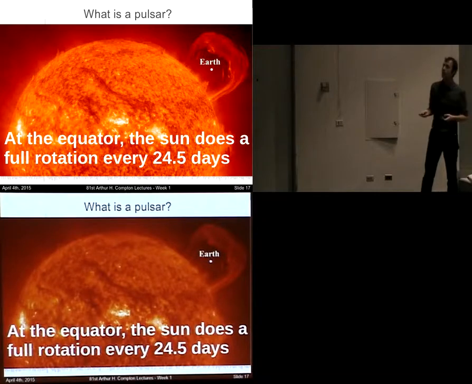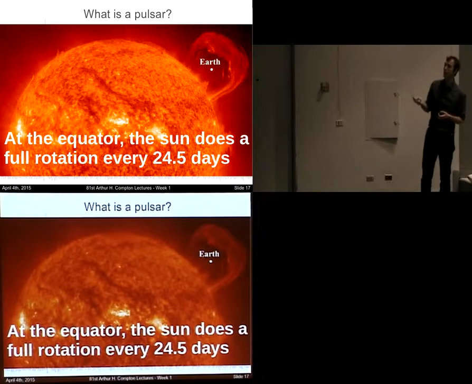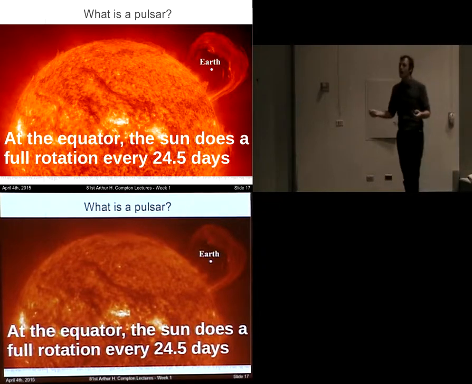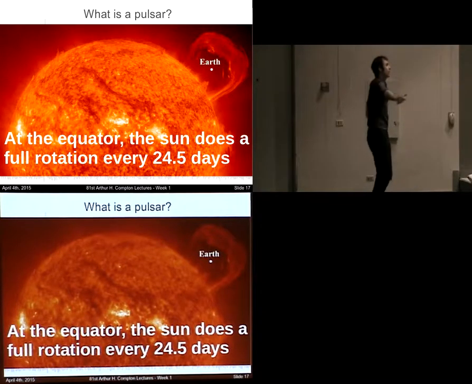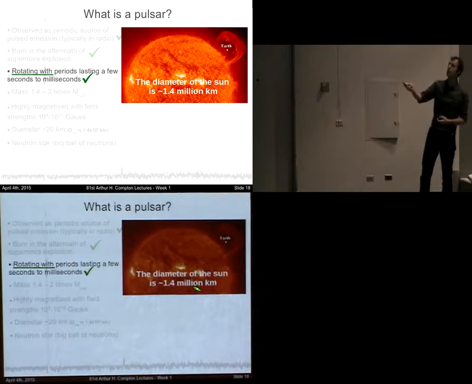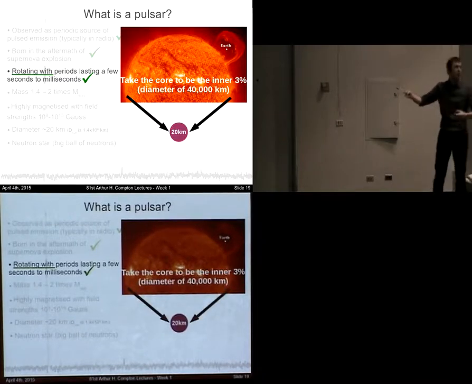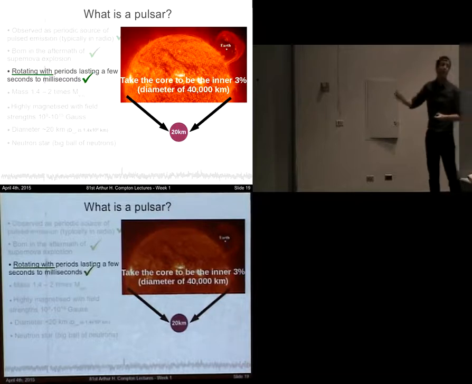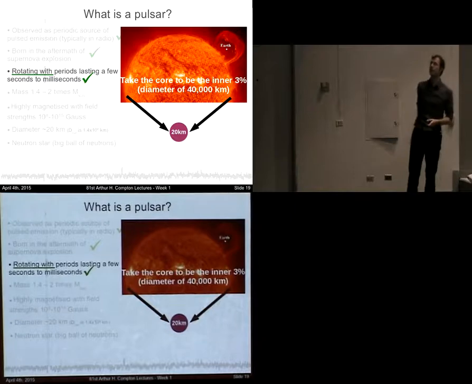When we look at the sun, this is just an image I grabbed off the web of the sun and the relative size of the Earth. At the equator of the sun, the material does a rotation about once every 25 days. So once every 25 days, something as big as the sun manages to do a full rotation. Now, the diameter of the sun is about 1.4 million kilometers. So if we take, say, the core region, which for the sake of argument is about 3% of the diameter, the inner 3% has a diameter of 40,000 kilometers.